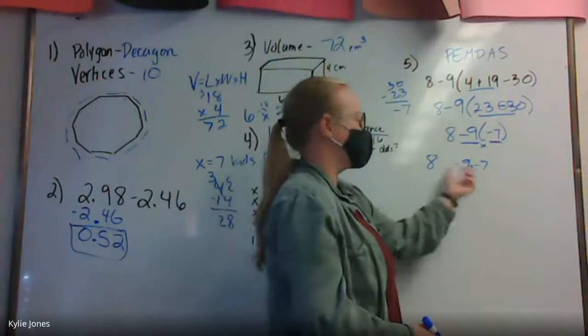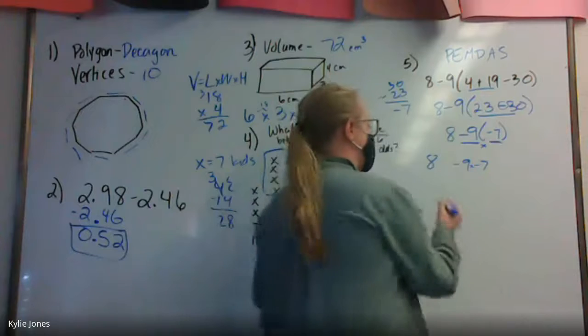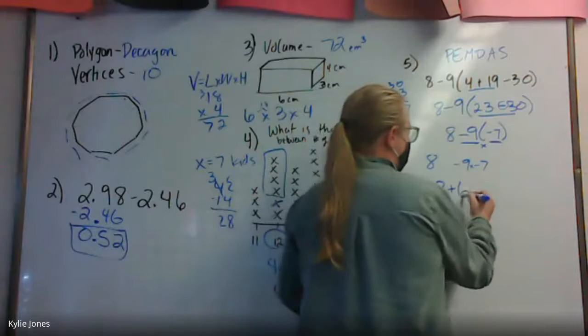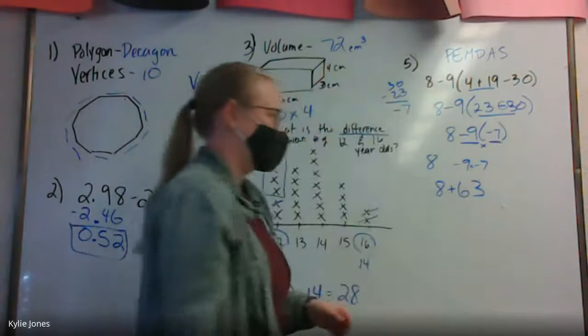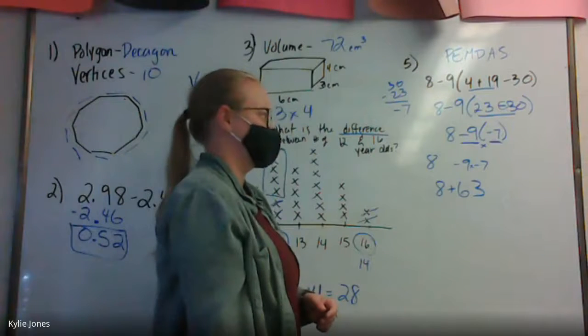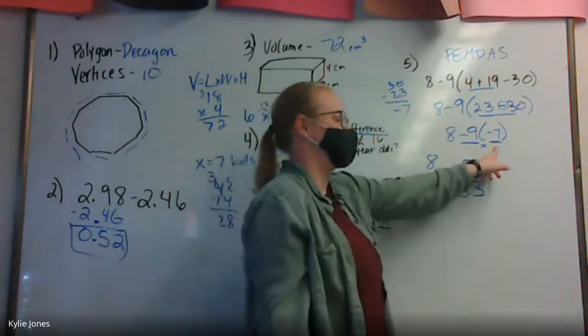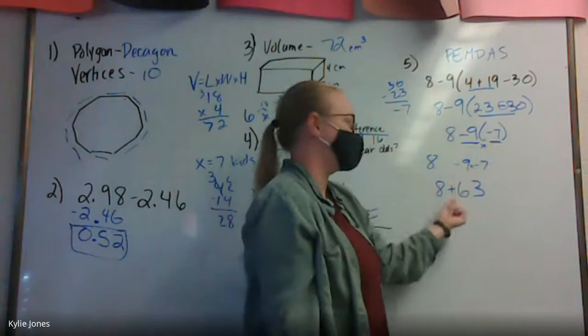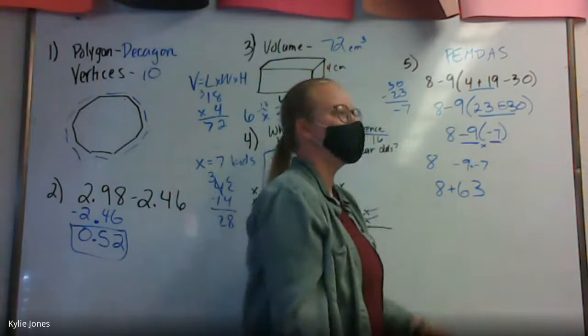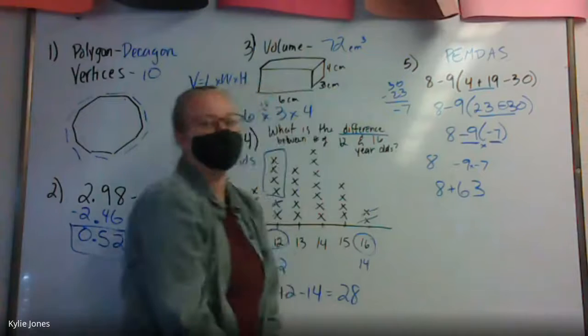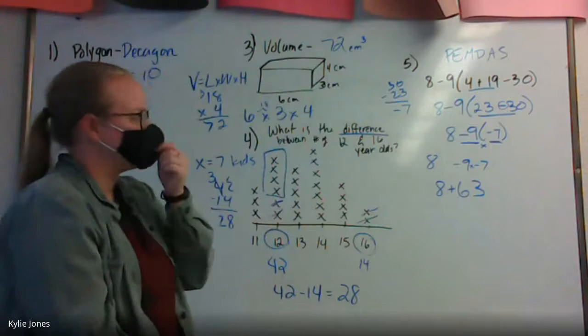63. These are both negatives, so it just makes it a positive 63. So this is 8 plus 63. Plus, because it's negative 9 times negative 7, it becomes a positive, which is adding. What I did first was to do the 8 minus 9, and then I multiplied.